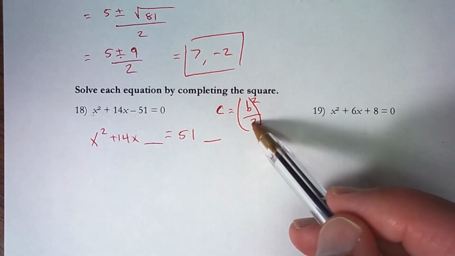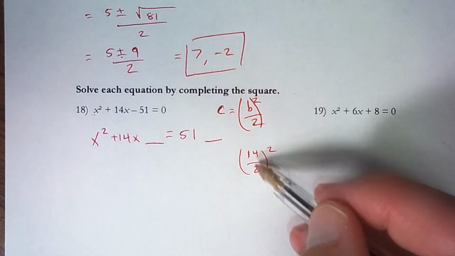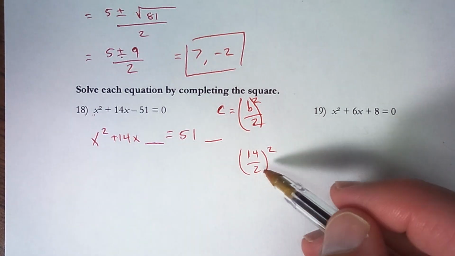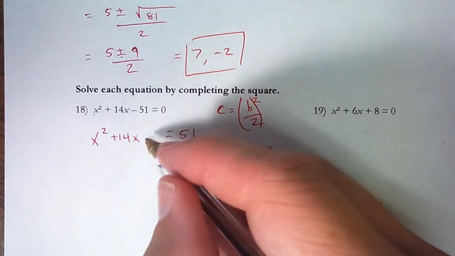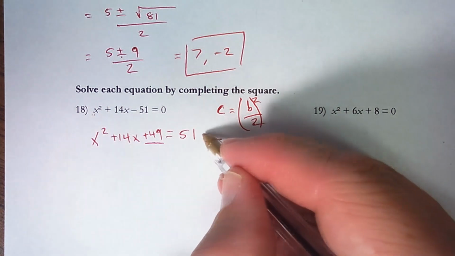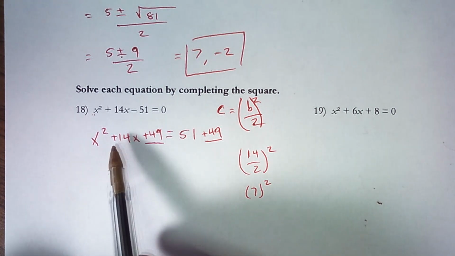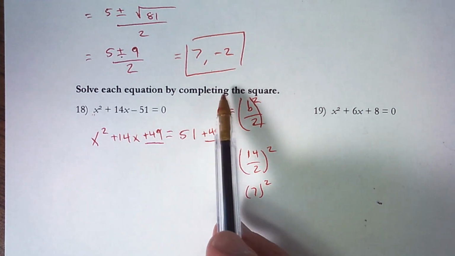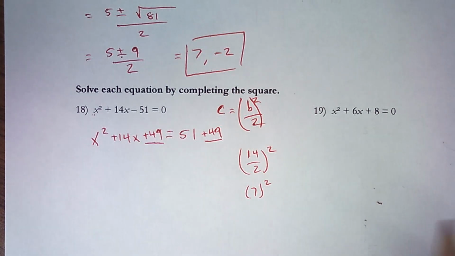So 14 divided by 2, squared. 14 divided by 2 is 7. And 7 squared is 49. So I'm going to add 49 here and here. Okay? Now here's why we did that. Now we have what's called a square trinomial. That's why it's called completing the square. I made a square trinomial.